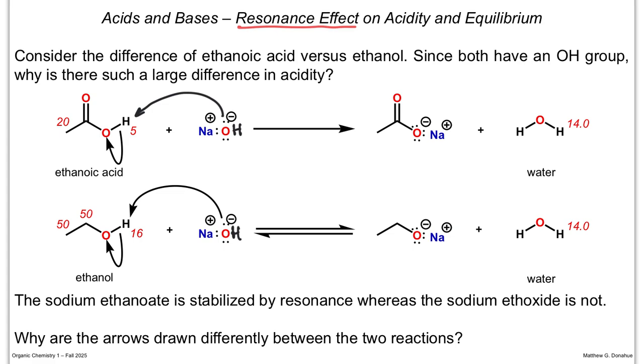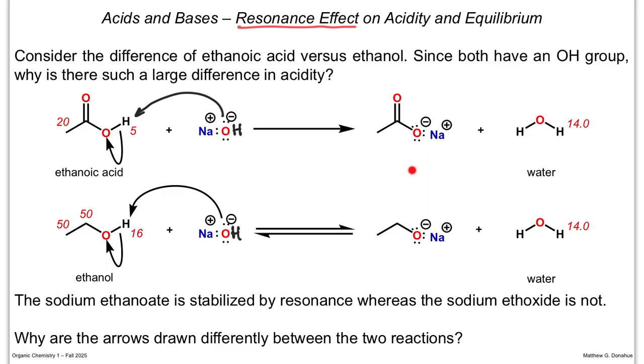In terms of the reaction shown, we have OH of an acid, OH of an alcohol. Those are both being treated with sodium hydroxide. The arrow pushing shows how the electrons are moving. With sodium hydroxide, the conjugate acid on both reactions is the same. It's water. The pKa of that's 14. So 14 and 14.